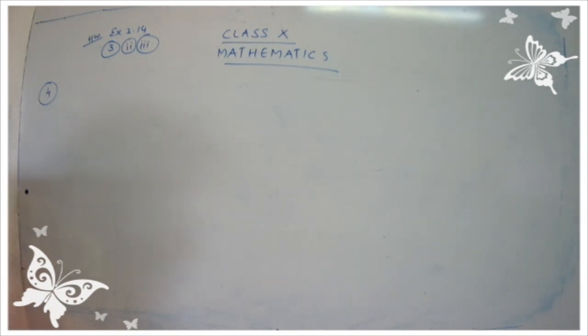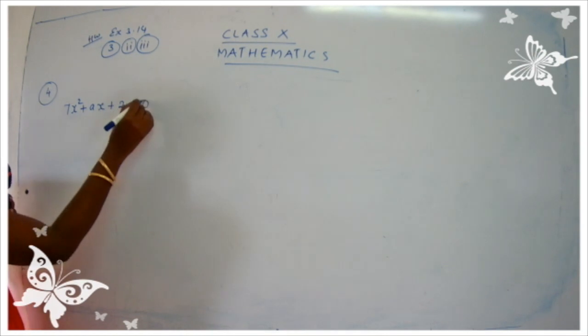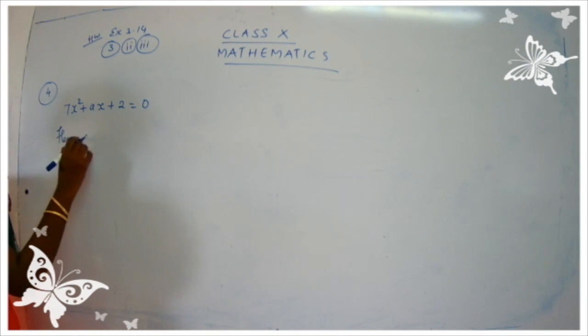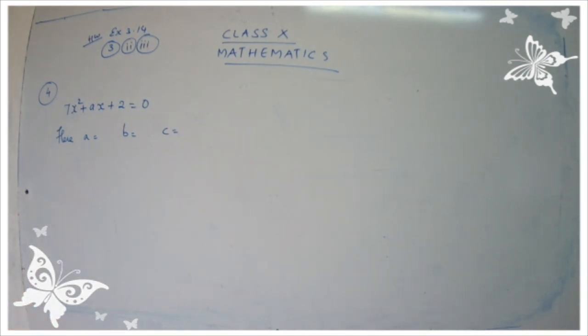I'll write down the equation which is given to you in the question: 7x square plus ax plus 2 is equal to 0. And here we are going to find out what is A, what is B, and what is C, as we have done in our previous exercise also. So just write down here what is A, what is B, and what is C. Fill the value for A, fill the value for B, and also write down the value for C.